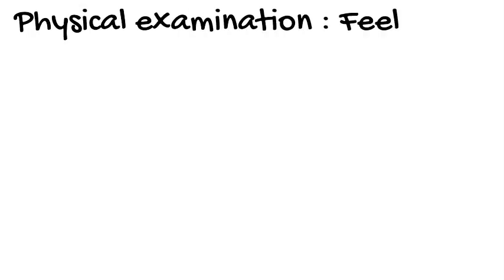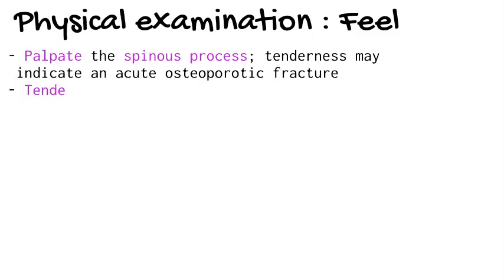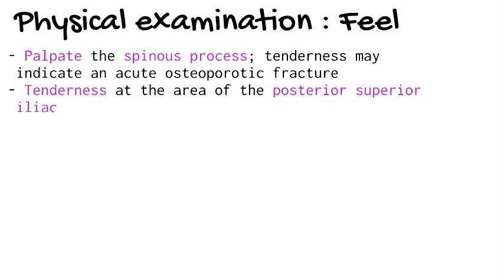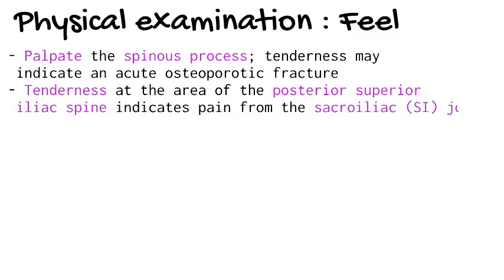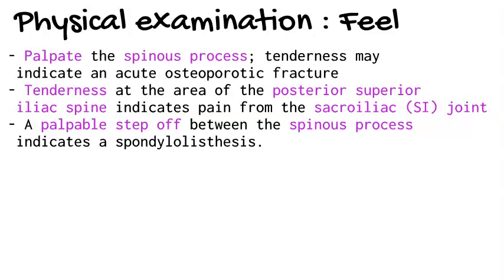For physical examination, feel. We palpate the spinous process. Tenderness may indicate an acute osteoporotic fracture. Tenderness at the area of the posterior superior iliac spine indicates pain from the sacroiliac, SI, joint. A palpable step-off between the spinous process indicates a spondylolisthesis.